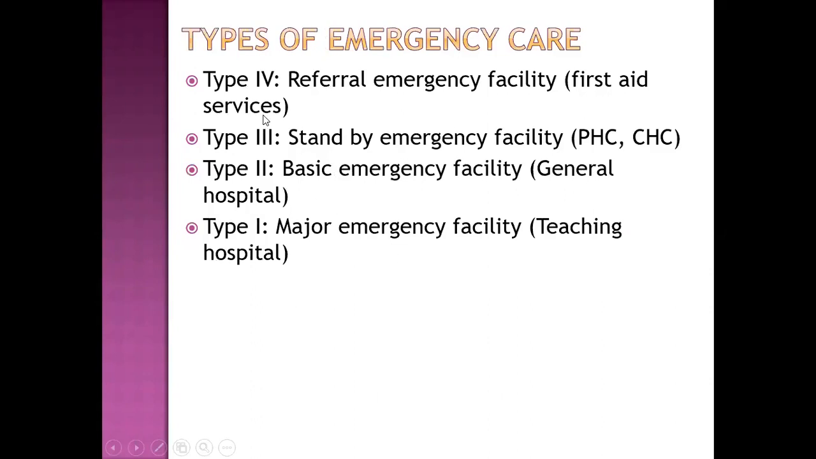Emergency care can be classified into four types. Type 4 is referral emergency facility, so it is a first aid service. Type 3 is standby emergency facility, that is for primary health center or community health center level. Then type 2 is basic emergency facility for a general hospital. And type 1 is major emergency facility in cases of a teaching hospital.